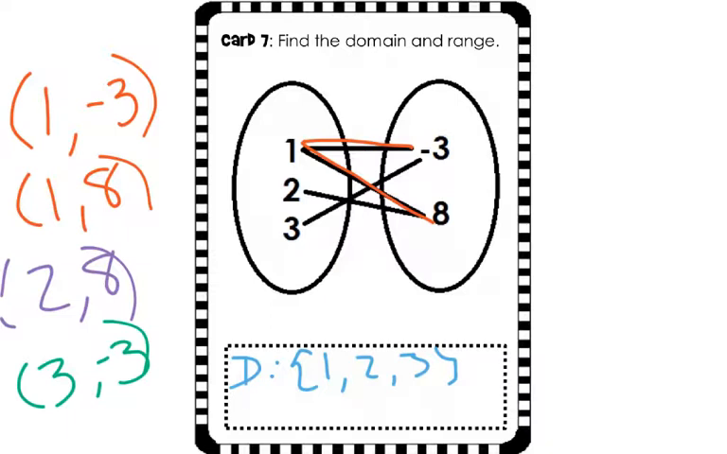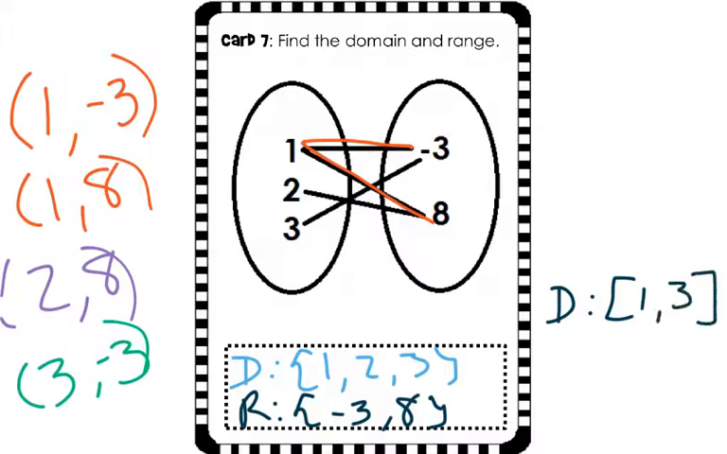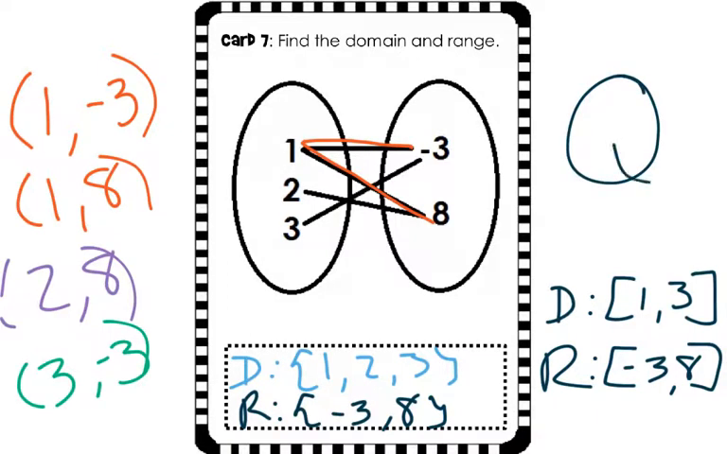Your domain is going to be 1, 2, and 3. And I'll do black for range. Your range is going to be -3 and 8. Or, once again, if you wanted to do from 1 to 3 for domain, and then for range you wanted to do -3 to 8, those are fine with me. Kind of whatever you prefer. And that is card Q. Woohoo! All right.